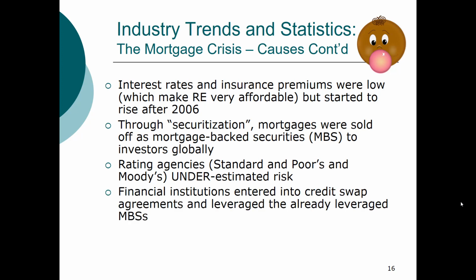And finally, banks took on even more risk by entering into credit default swap agreements, which are insurance products that insure against the default of the mortgage-backed securities. An interesting coverage of these insurance products is part of the book by Michael Lewis, The Big Short, which was also made into a movie that was released in 2016.